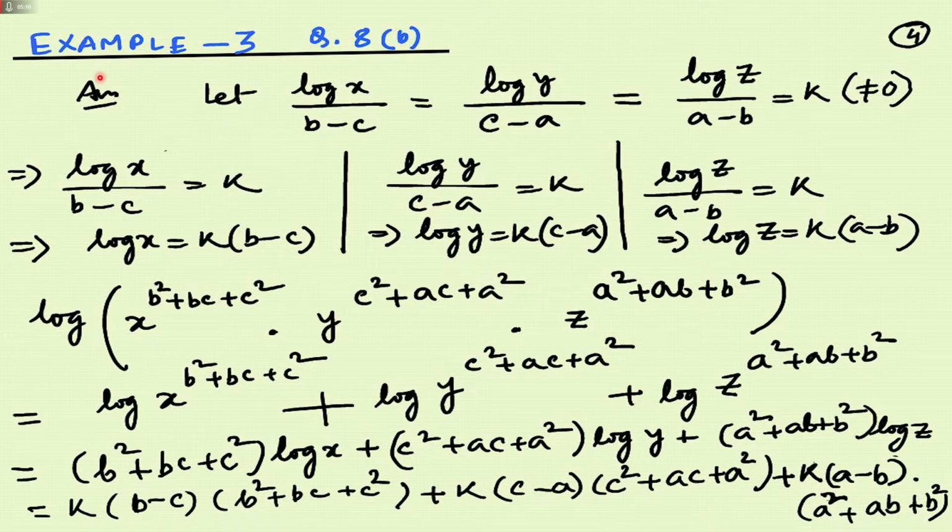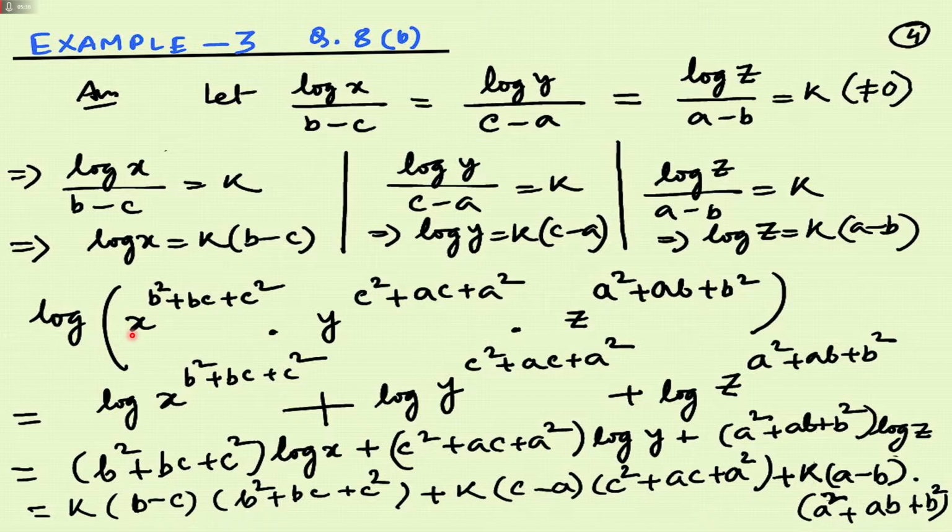Now from example 3, I am just solving the problems of your board book, and I am referring here to the question number. The question number is 8b. The problem was: log x by b minus c equal to log y by c minus a equal to log z by a minus b is given, and you have to find the value of x to the power b.